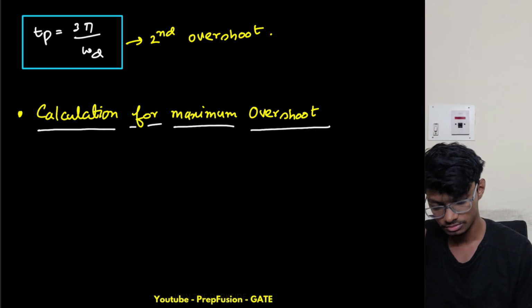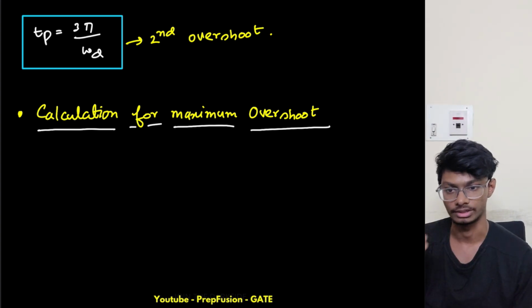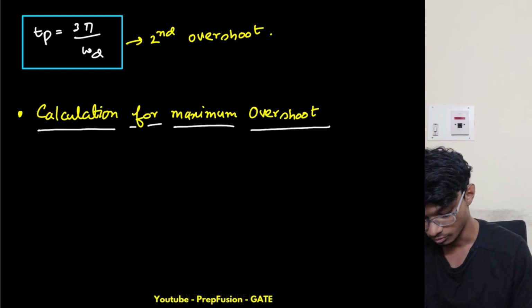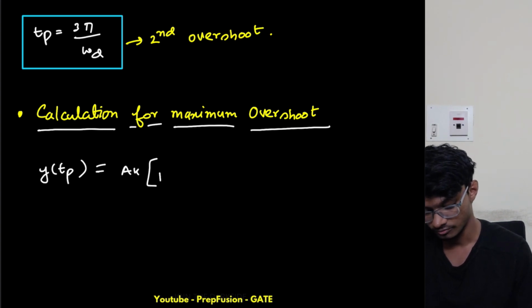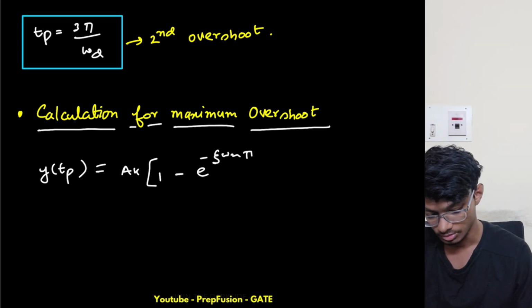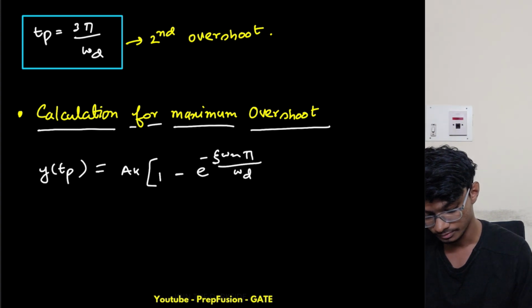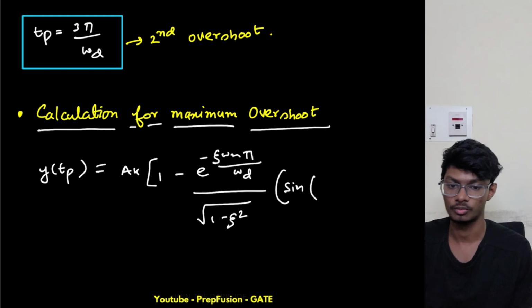I know that maximum overshoot will occur on the first peak, right? So that is pi by omega d. So I'll put this output y of TP1, basically y of TP, which is equal to, so this will remain AK, right? And I will have 1 minus e raised to power minus zeta omega n t. Now t is pi by omega d. So I'll put here pi by omega d, and this is under root 1 minus zeta square, and this is sine omega d t, right? Sine omega d t.